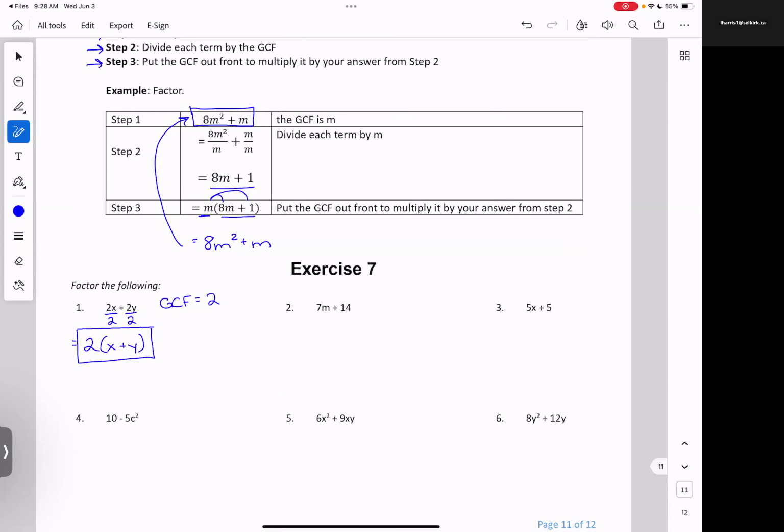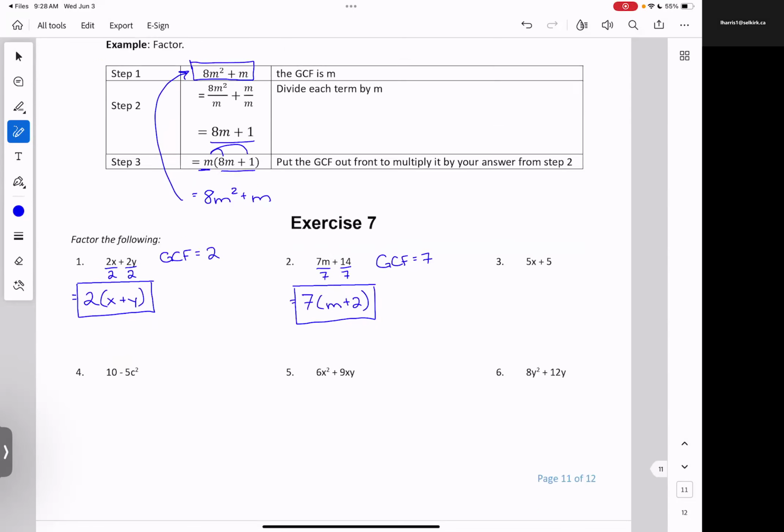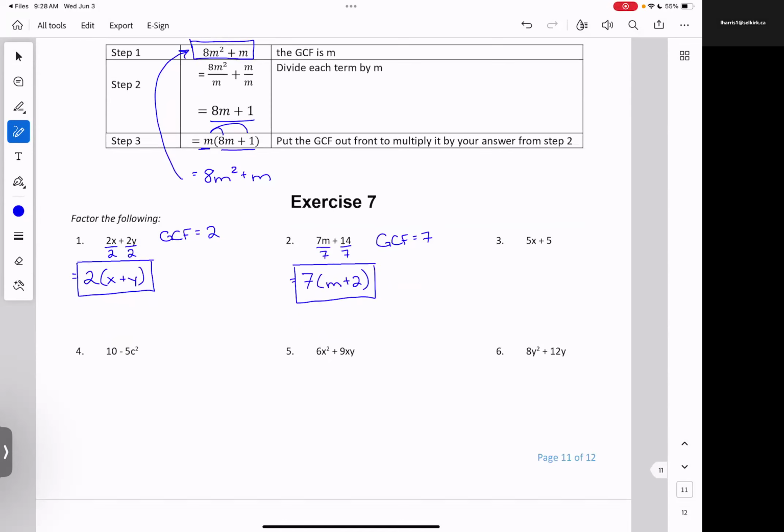Okay, number 2. First of all, figure out your GCF here. And you should find that your GCF is 7. Step 2, we're going to divide each of our terms by that GCF. That would leave us with m plus 2. And then step 3, we're putting the 7 out in front. And don't forget to check your work. If you distribute that 7 out, you'll end up back where you started. All right, why don't you try some of these, pause the video, and then come on back and check your answers with me.